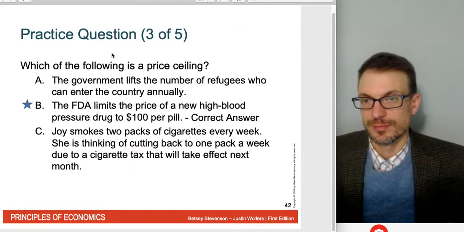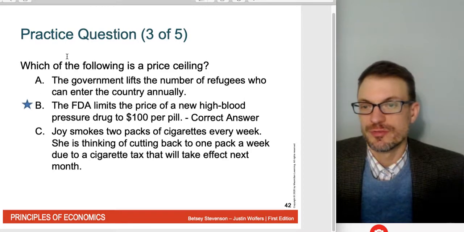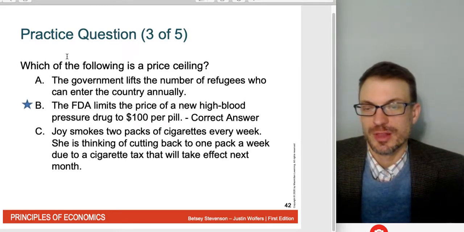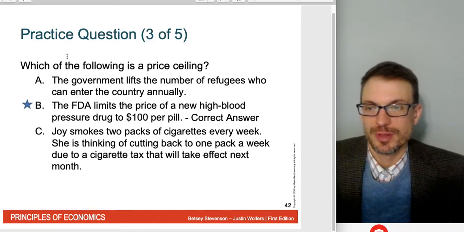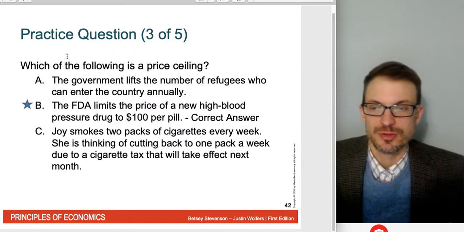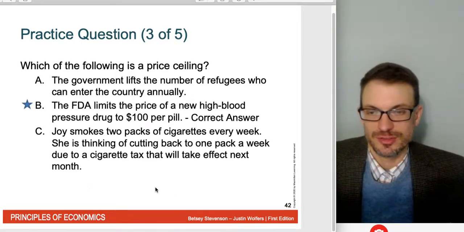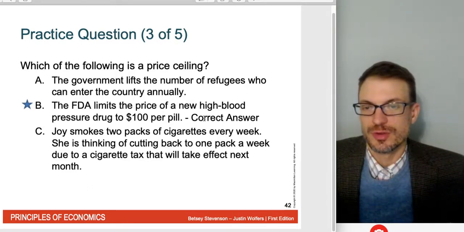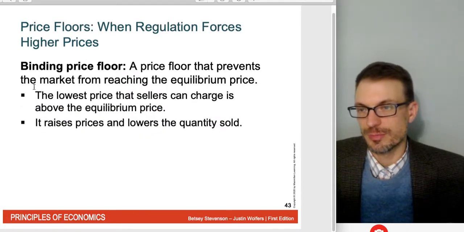All right. So which of the following is a price ceiling? Government lifts the number of refugees entering the country. No, that'd be like removing some type of quota. FDA limits the price of new high blood pressure medication to $100 per pill. Yeah, that's a price limit. It's a price control. Joy smokes cigarettes every day. Yeah, so that's a tax. That's not a price ceiling. So if the FDA restricts the particular price to $100 a pill, that's a price ceiling.